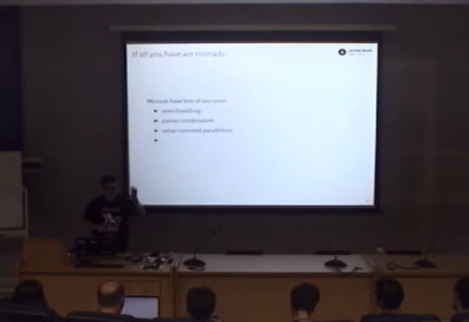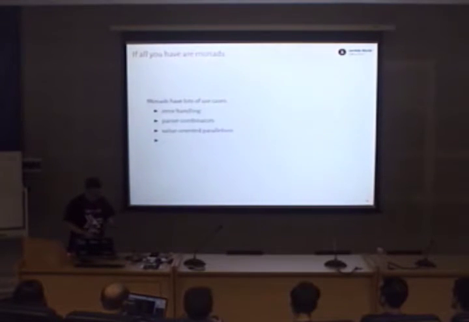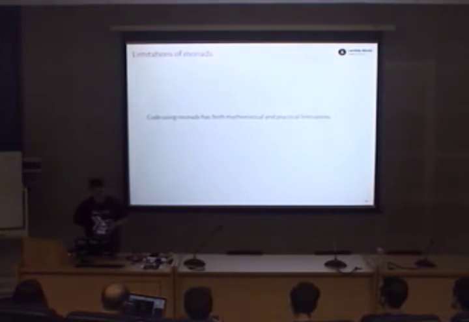So say I collect this from my database, and I collect this from my web service, and I can smash them together. And my future class or future monad deals with how to compose them together. So monads have quite a lot of use cases, and the slide says if all you have are monads, then probably every problem looks like it can be solved with monads. But that's actually wrong, because code using monads has both mathematical and practical limitations. So what do I mean by that?